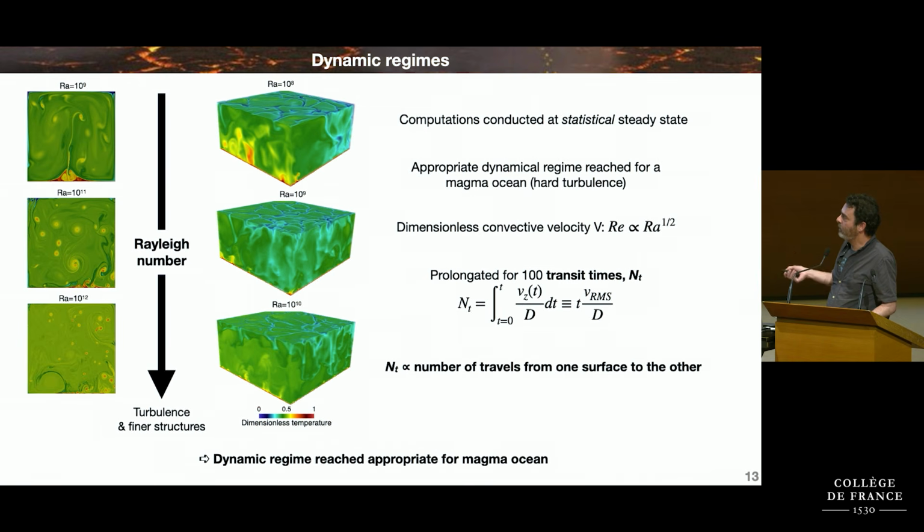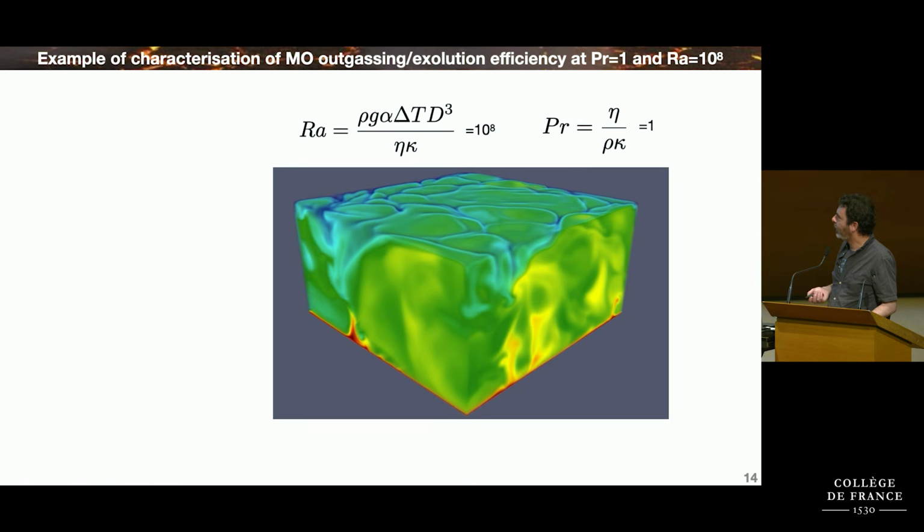And transit time is something that I will mention a lot during this presentation. It's simply the time it takes for one fluid parcel to travel from one horizontal boundary to the other in one direction or the other. So we prolongated these experiments for 100 transit times. So yeah, we have reached relatively high Rayleigh number, but we are far from the 10 to the power 30 that I mentioned at the beginning of my talk. But we still believe that we've reached an appropriate regime for the magma ocean.